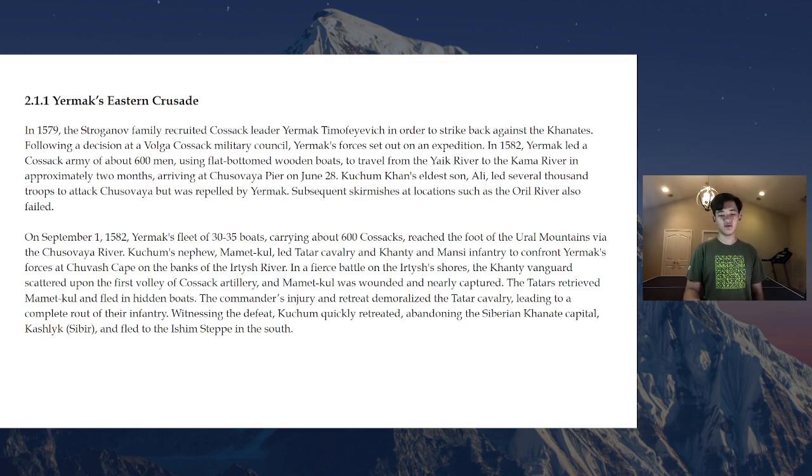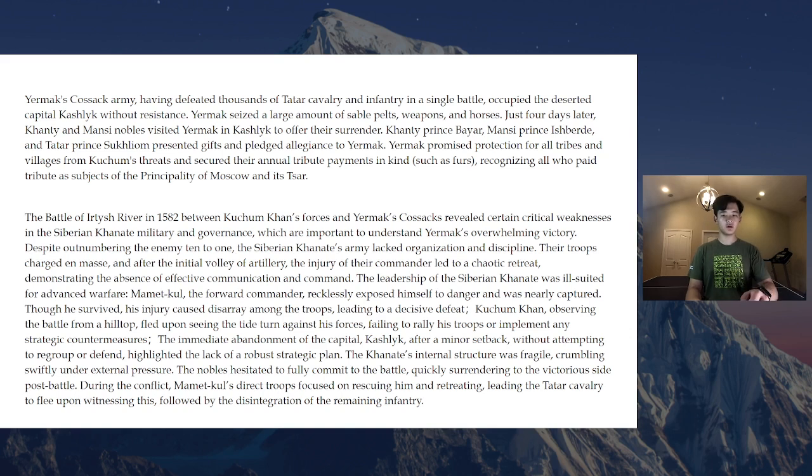However, despite the overwhelming difference in size, Mehmet Kol was wounded and nearly captured, and the Siberian army quickly fled, abandoning the Siberian Khanate capital, Kashlik, or Sibir. Yermak's Cossack army, having defeated the Tatar cavalry and infantry in a single battle, occupied a deserted capital without resistance, and they seized a large amount of sable pelts, weapons, and horses.